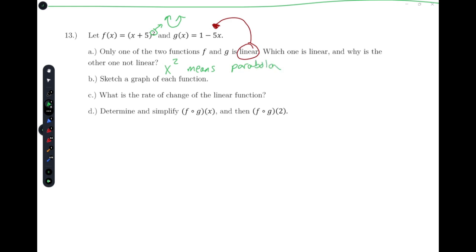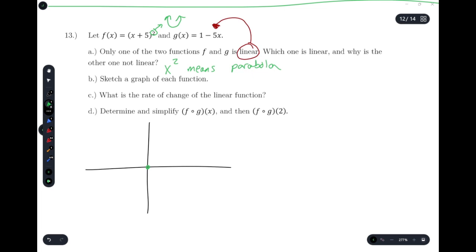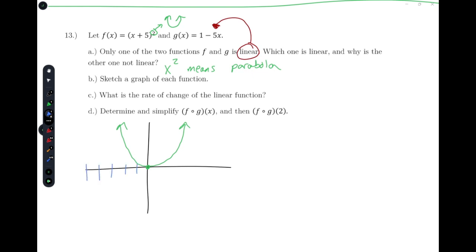Cool. Sketch the graph. What's a normal parabola look like? And then what are we doing to it actually? What is that shift that we applied? Like that? Cool.